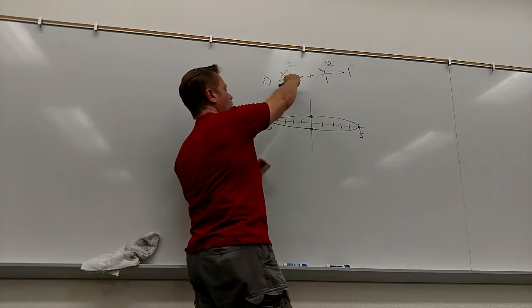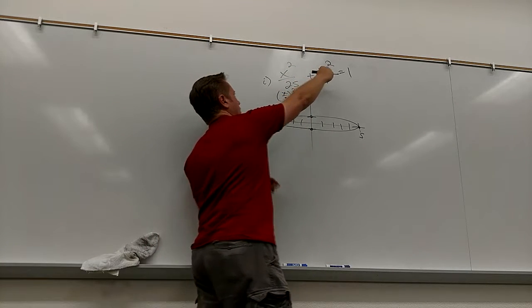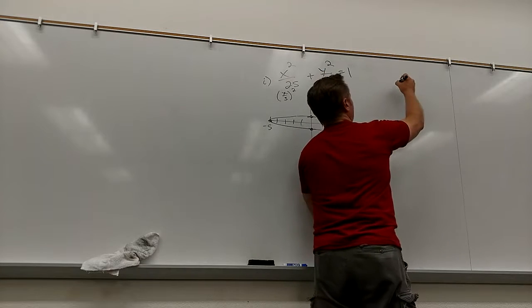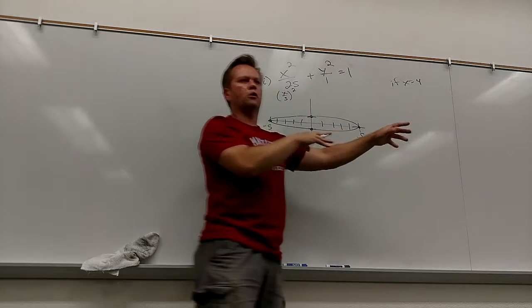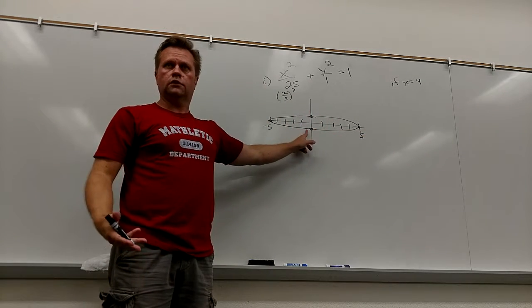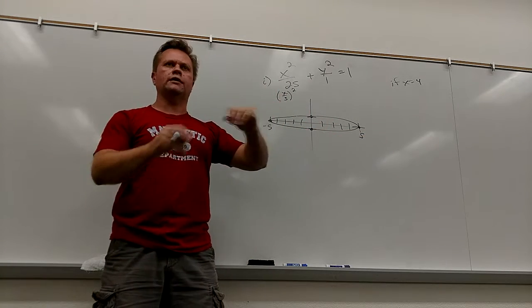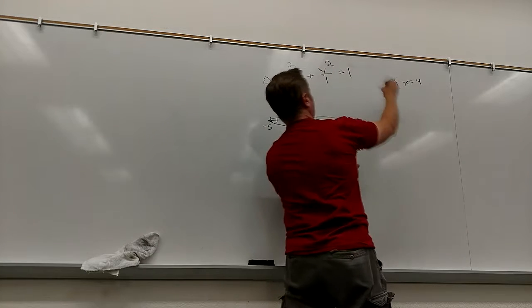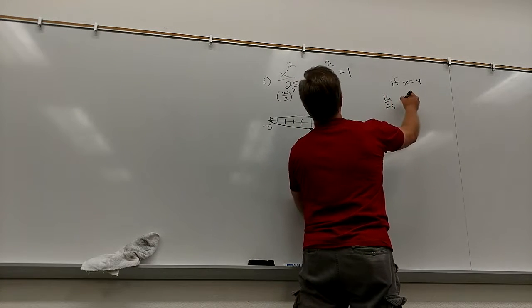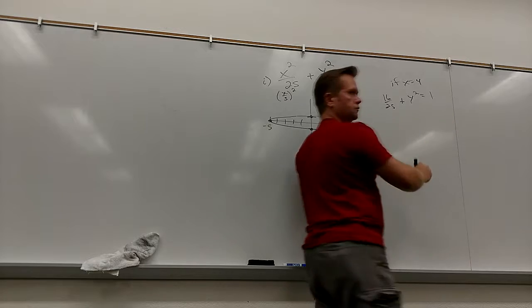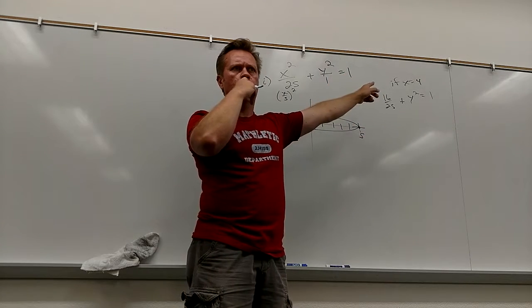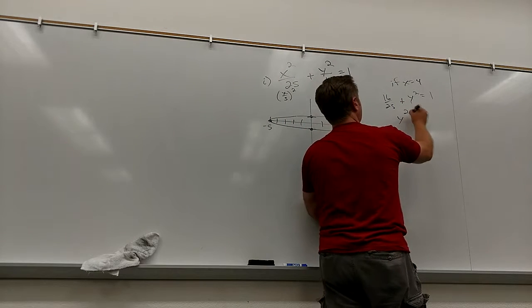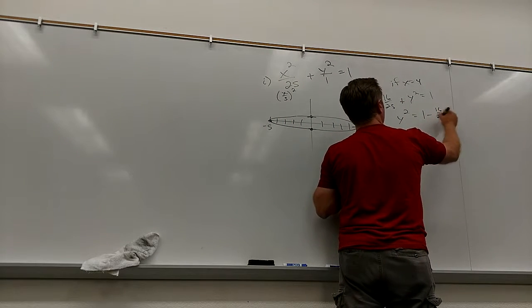If x is 4, this is 16 25ths. In fact, let's try this. If x is 4, stay with me for now. We're doing more work than we have to. See how we're done? But I really want to explore why it does what it does. If x is 4, then I have 16 25ths plus y squared equals 1. How do I solve for y? Subtract 16 25ths. What do you get there?